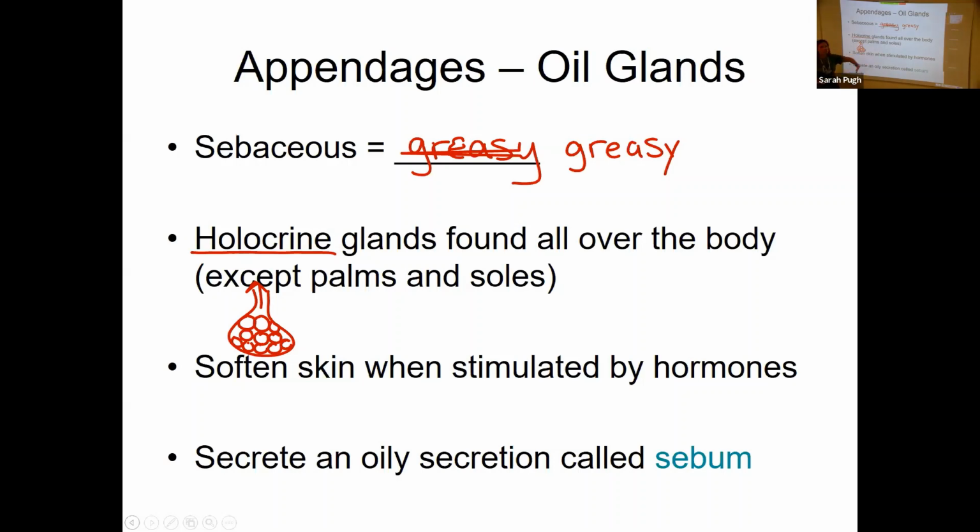Oil glands are all over our body because they really help to soften our skin. They make it softer. They keep our skin from getting too dry. When your skin gets dry and cracks, you no longer have this continuous barrier. So the last thing your body wants is for your skin to get too dry and crack. So your oil glands are there to keep your skin nice and soft. And what they secrete is called sebum. That's the oily secretion.